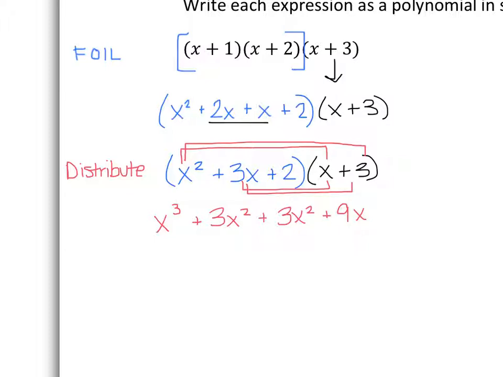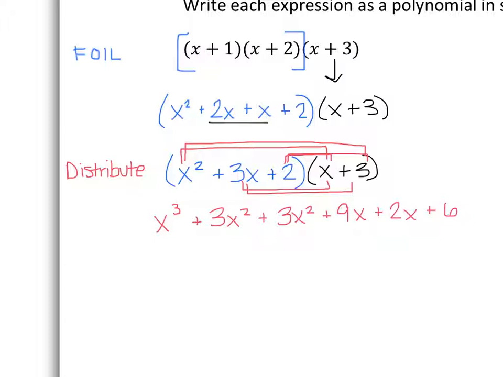We're done with our 3x, and now we will deal with our 2. So 2 times x, 2x, and 2 times 3 is 6. Woohoo! We got rid of parentheses. So we're doing very good.